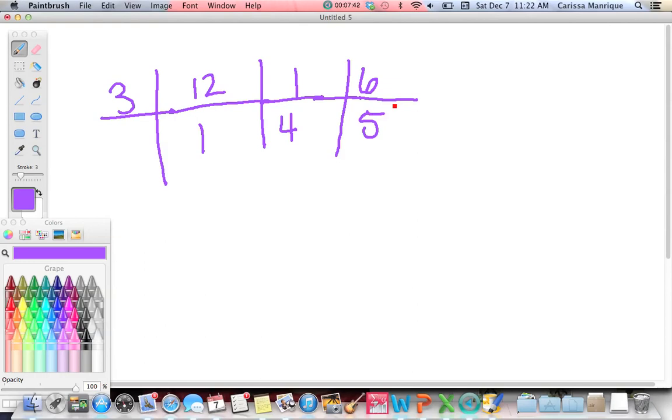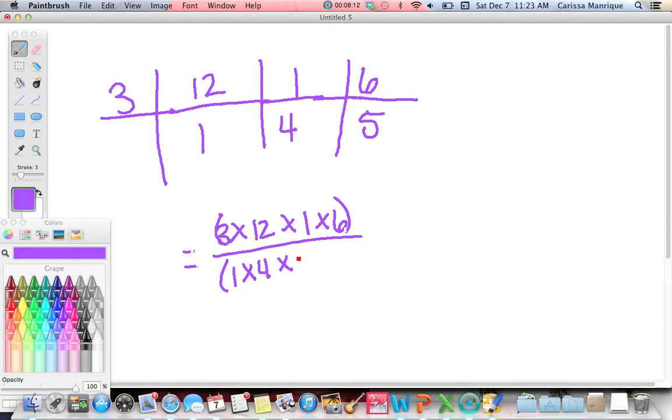Okay, so we need to look at how we read this. This is saying equals 3 times 12 times 1 times 6. Notice it says everything at the top. Put that in parentheses. And then we're going to divide that by everything at the bottom multiplied, so 1 times 4 times 6.